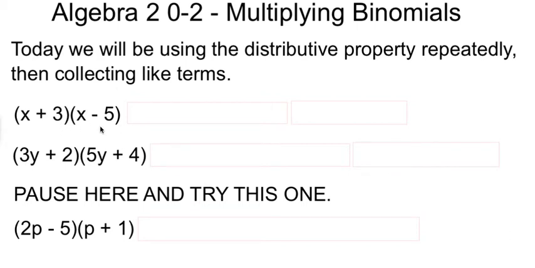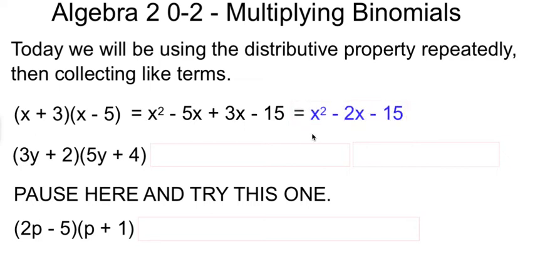So let's do our first one here. x plus 3 times x minus 5. x times x gives us x squared. x times negative 5 gives us negative 5x. Positive 3 times x gives us 3x. And then 3 times negative 5 is negative 15. Now we see a couple of like terms here in the middle, negative 5x plus 3x, so I'm going to combine those together. And we get x squared minus 2x minus 15.